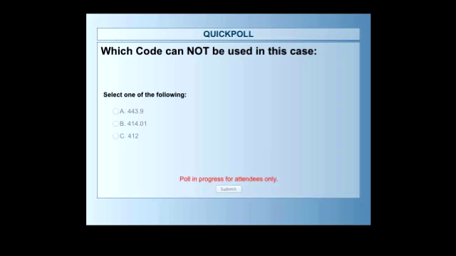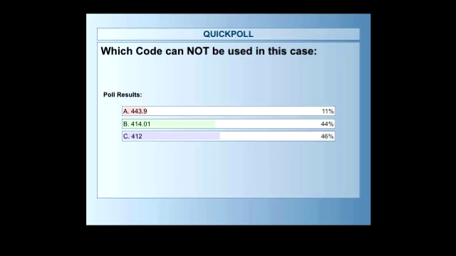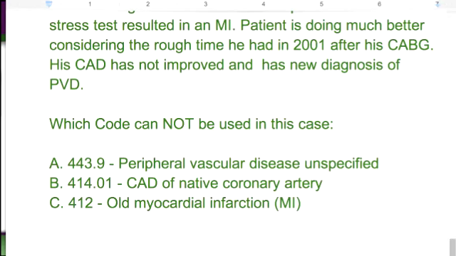Okay, so I got 62% voted. I'm going to close the poll in 5, 4, 3, 2, 1. The correct answer is C, 412. It hasn't been more than 8 weeks. So you cannot use 412 if the patient hasn't, you have to have not had a heart attack more than 8 weeks.